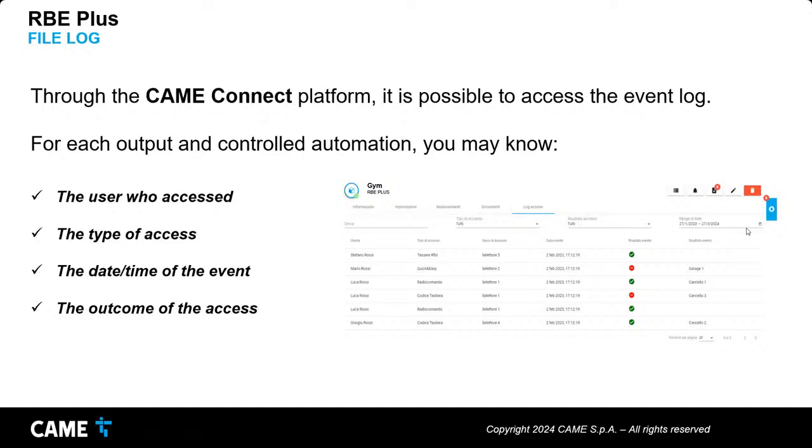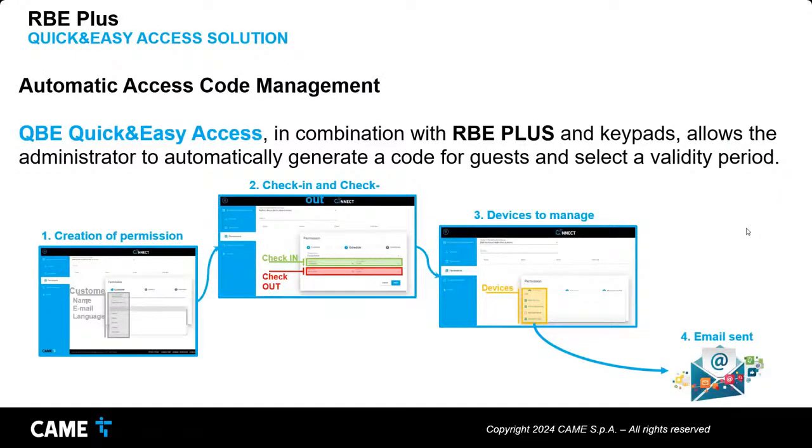So going ahead with the automatic access code management, this is another feature that is mainly related to the Quick and Easy device, QBE Quick and Easy device, of course. So when it is linked or combined with the RBE Plus with additional keypads, selectors, and transponders, this allows the administrator to automatically generate a code for guests, temporary guests, and select a validity period.